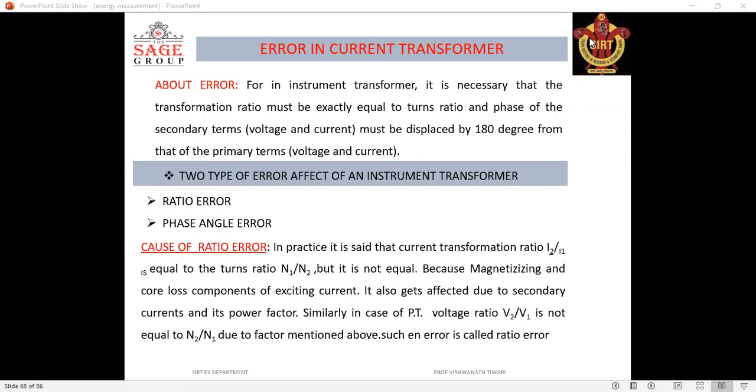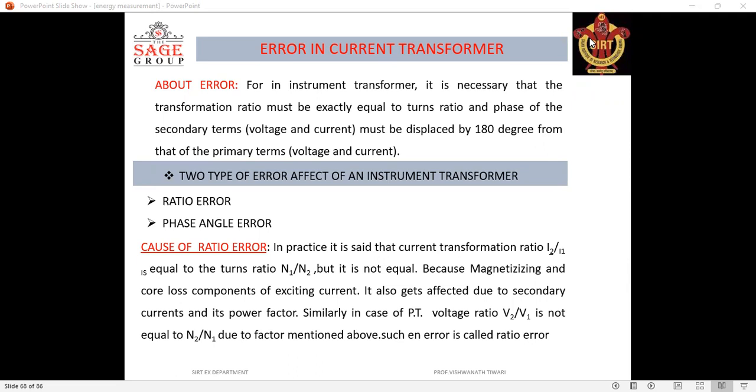Today I want to discuss the error in current transformer. What is the error in the current transformer? There are different types of errors that occur in current transformers. Our topic is the instrument transformer. We have already discussed the instrument transformer. There are two types of instrument transformer: number one is current transformer and second is potential transformer. So today I want to discuss the reason for errors occurring in current transformers.